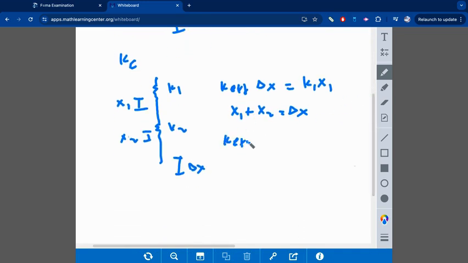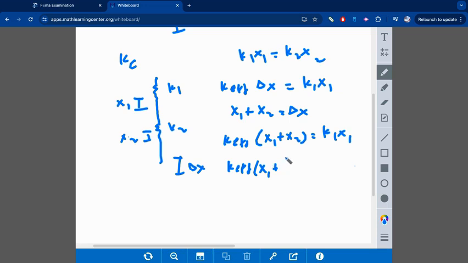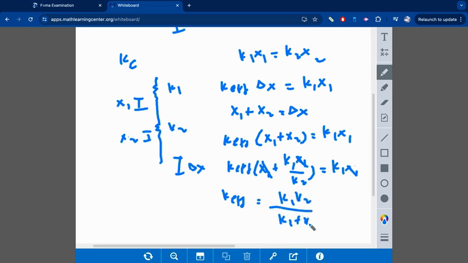So we can first replace delta x. And then we know that k1 x1 equals k2 x2, so x2 is just k1 x1 over k2. Then we can cancel out x1 and get that k effective equals k1 k2 over k1 plus k2.